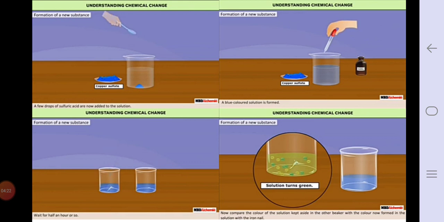Do you see any change in the color of the solution? Take out the nail or blade. Has it changed in any way? These changes that you notice are due to a reaction between copper sulfate and iron.